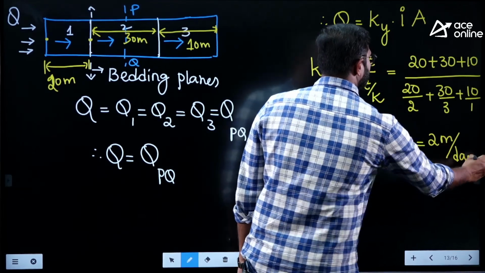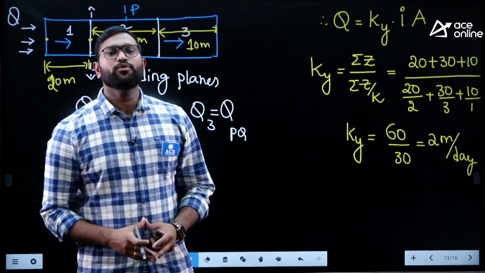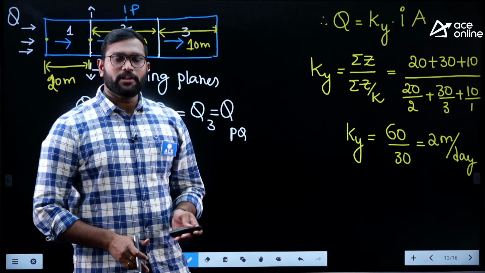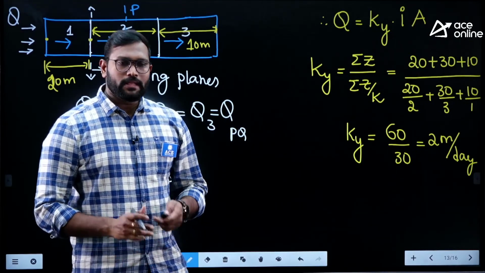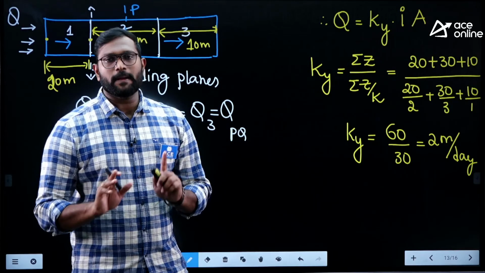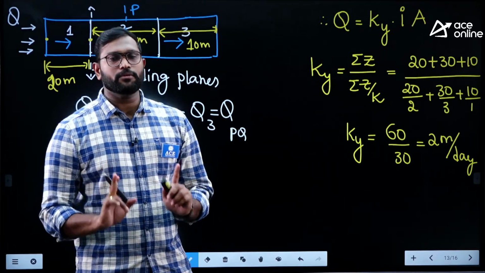So what is the average we got? The average is 2 meter per day. So keep that in your mind, my dear. You know there are two types of permeabilities, parallel and perpendicular. You need to be aware which one to be used.